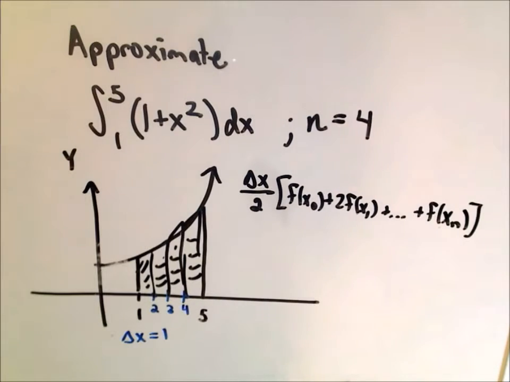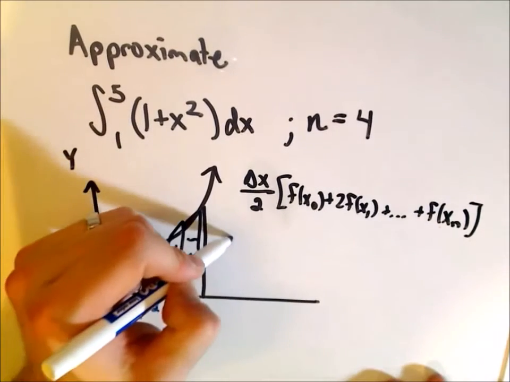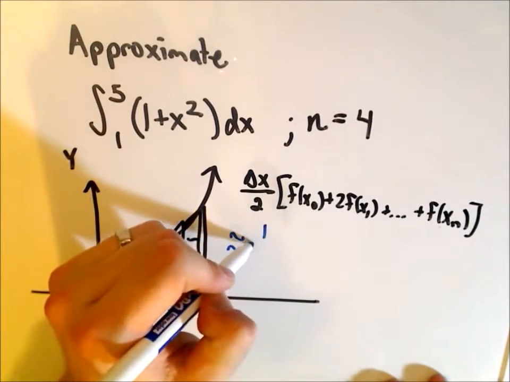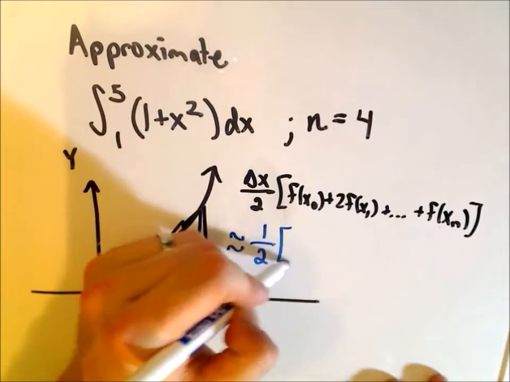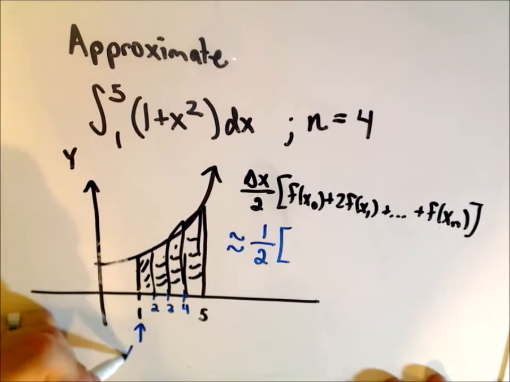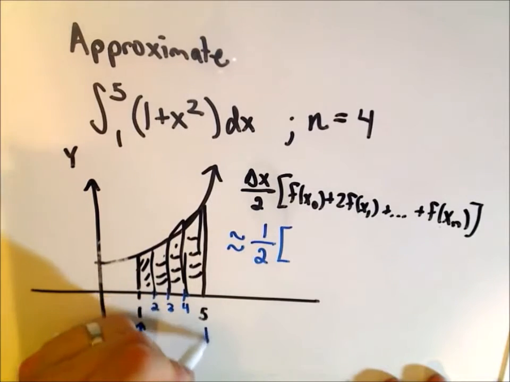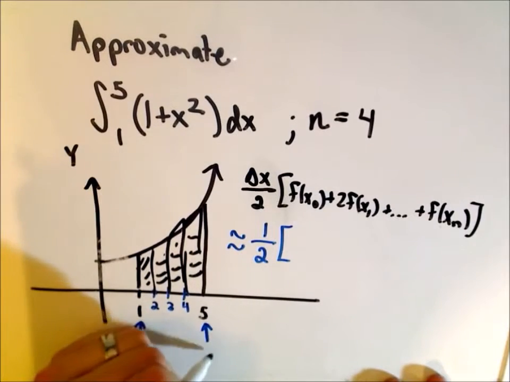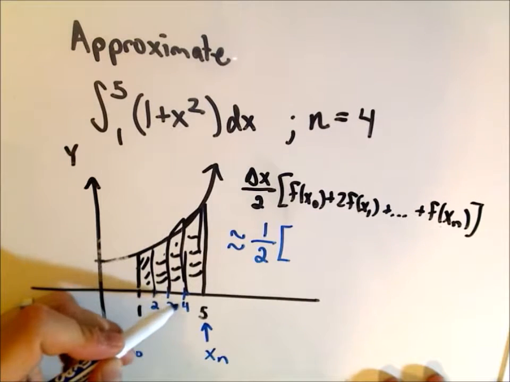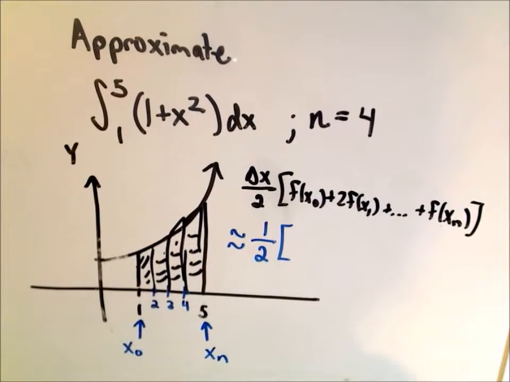If we fill all of this information in, the integral from 1 to 5 is going to be roughly equal to the value of delta x, which is 1, divided by 2. And then for my points, the first point is going to be our x sub 0. The last point generically is your x sub n, and this would be your x sub 1, x sub 2, x sub 3, x sub 4, or the last one.